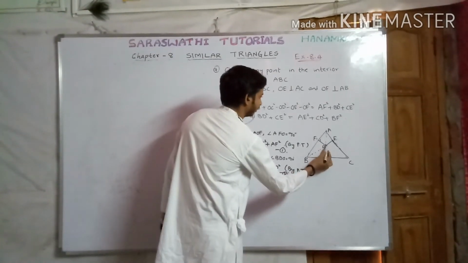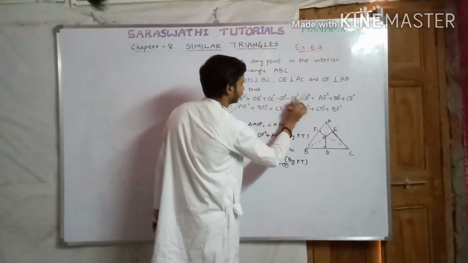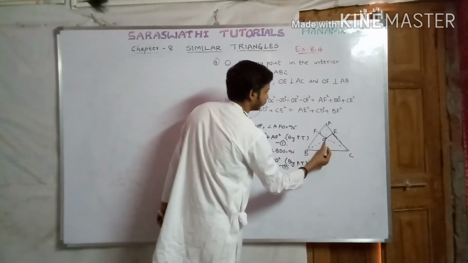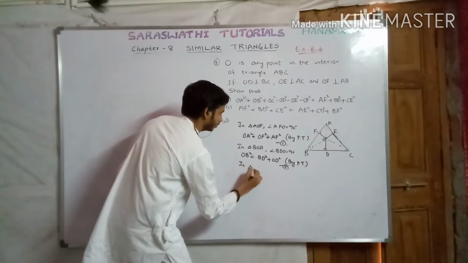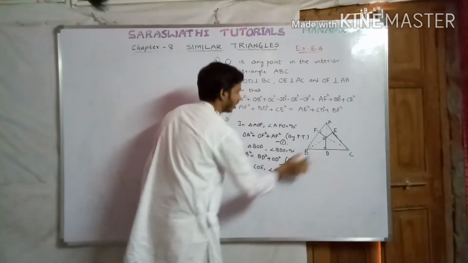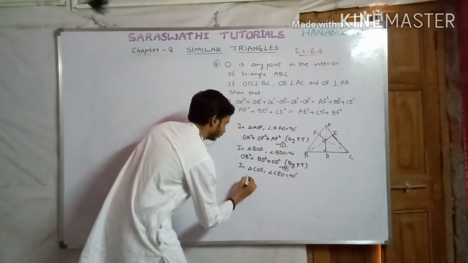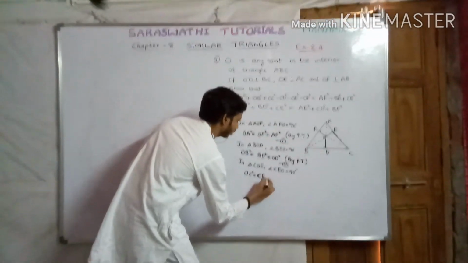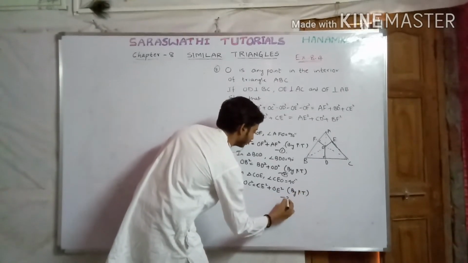So now consider triangle COE. Okay, so we have to get OC square. That means OC, OE and CE are involved. Okay, we are considering triangle COE. In triangle COE, angle CEO equals 90 degrees. So if I apply Pythagoras theorem here, OC square equals CE square plus OE square by Pythagoras theorem. So this is the third equation.